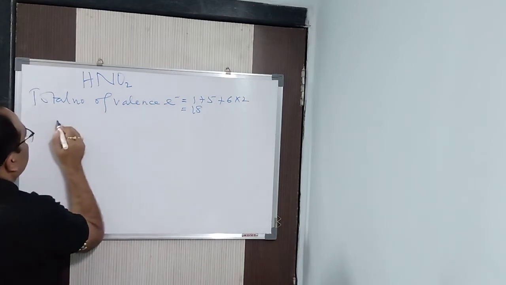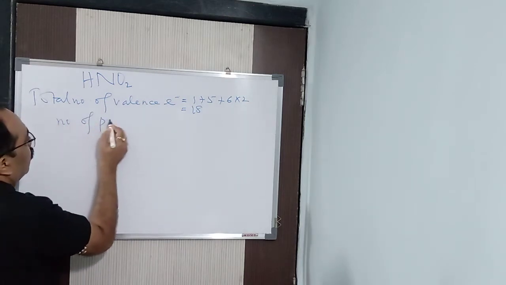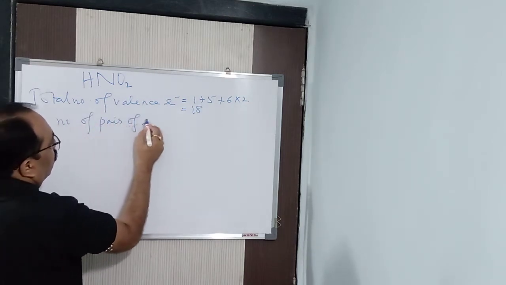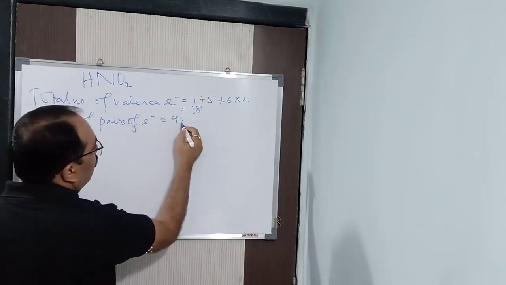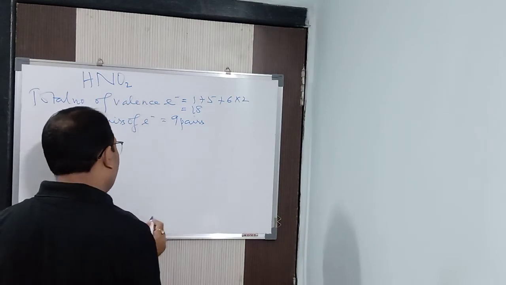So after that, what is next? Number of pairs of electrons. So it is how much? 18 by 2, it is 9 pairs. I got it, 9 pairs. So I have to arrange these 9 pairs.